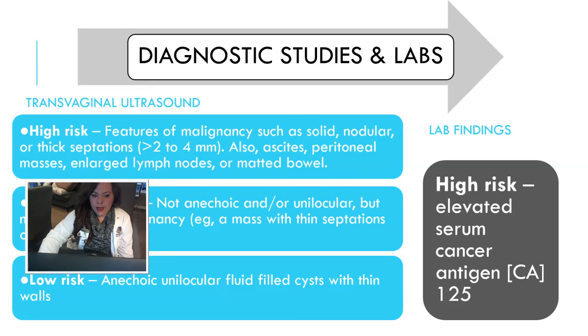The overall size of the mass is no longer associated with risk for malignancy. However, the following characteristics are high risk for ovarian cancer. Features of malignancy such as solid or nodular mass. So remember, the cysts are going to have fluid in them, but if it's malignant, it's more likely to be solid. Or they'll have thick septations that are greater than 2 to 4 millimeters. Ascites, peritoneal masses, enlarged lymph nodes, or matted bowel also suggest malignancy.